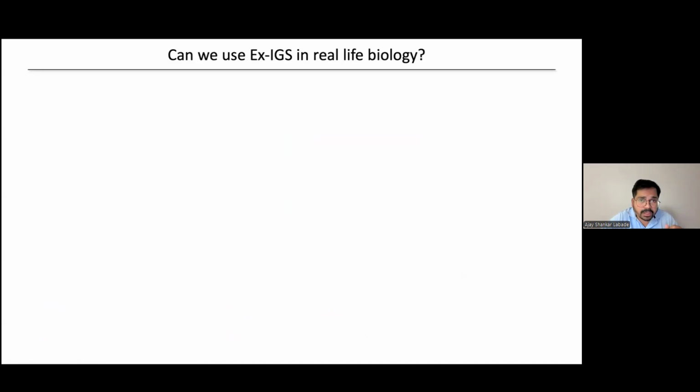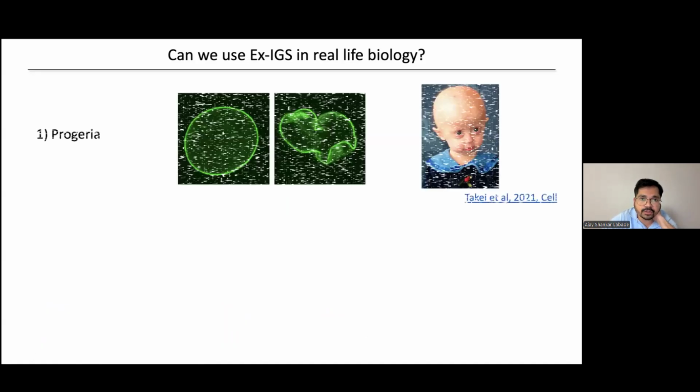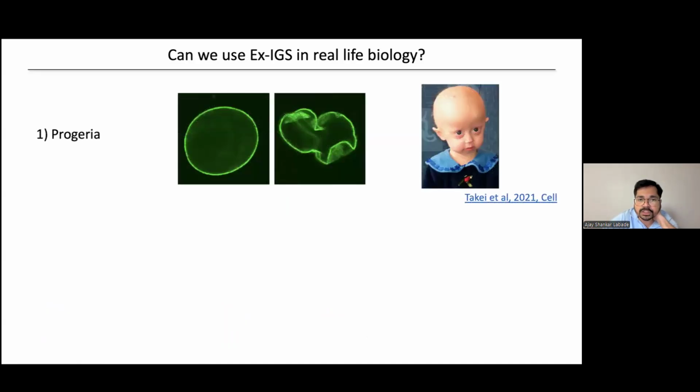Okay. But now, can we use this for real life biology? This is just the example that I showed in IMR90 cells, where we did all the validation, but can we use it? So we decided to use a very well-known model, which is progeria, in which we know that there's a mutation in a lamin protein, and that mutation causes nuclear disruptions, nuclear deformities, and that also leads to a very drastic phenotype where you can see accelerated aging in these individuals. They usually don't live longer than 20 years.